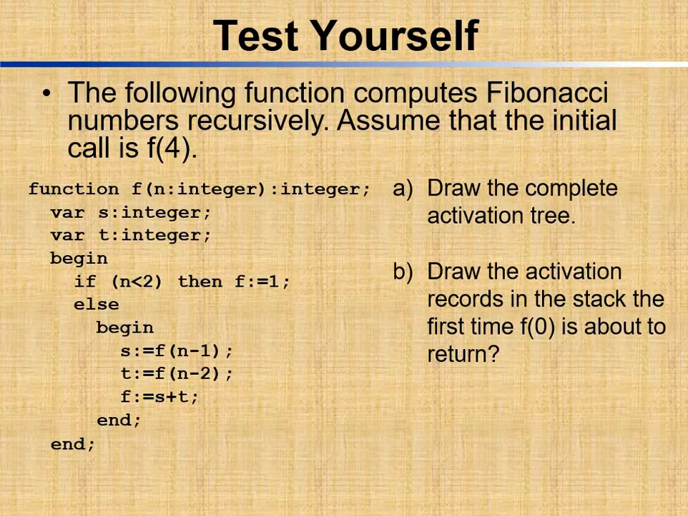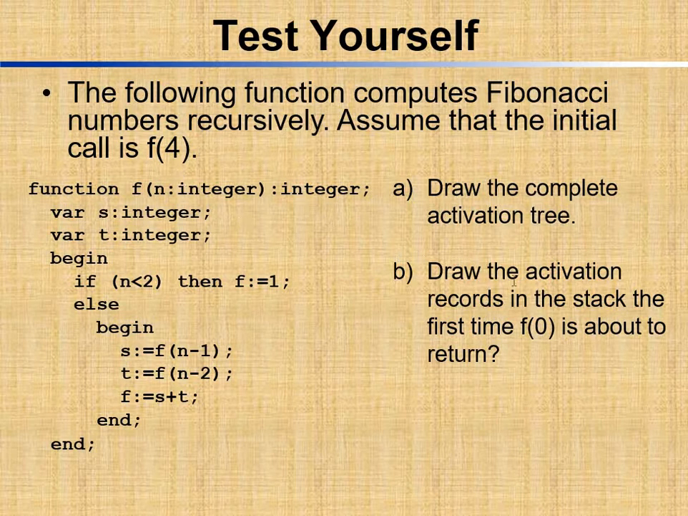Suppose we have one more question, so you should try it. This is the following function to compute Fibonacci numbers recursively. Assume that the initial call is F4. Here you can see this function is there, and we are passing, suppose, 4 initially. At that time you have to draw the activation tree like we have seen in the two examples. In the same manner you have to draw one activation tree, and this program is recursive, a recursive function we can say.